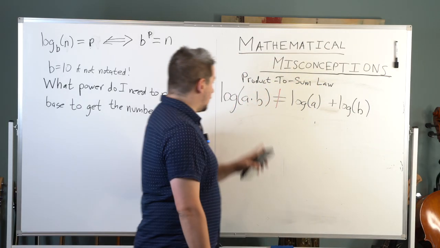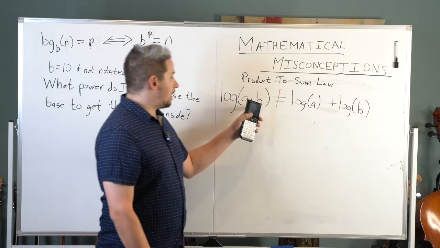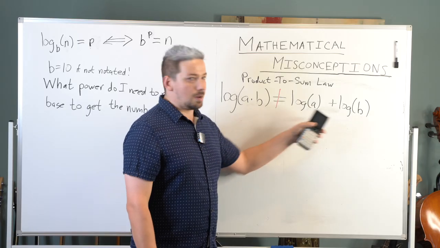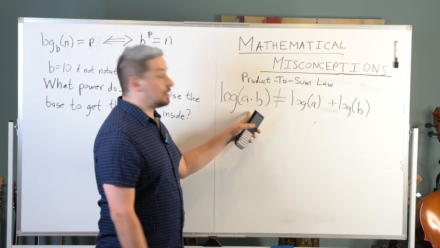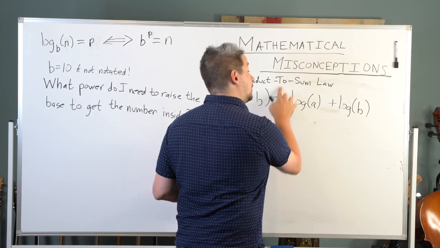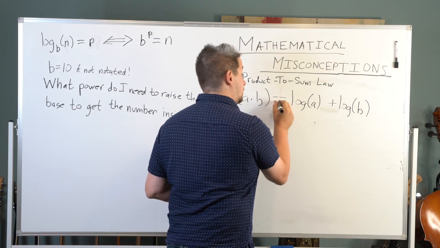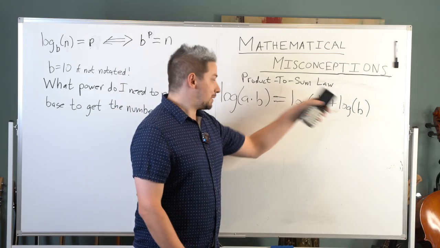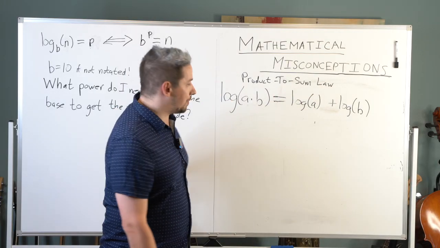And the product to sum law basically states that if you have the product of two numbers inside a logarithm, you can write them as the sum of the individuals. So log of a times b is equal to, and now we can lift this, or maybe we can't. Maybe this is wrong too. Let's assume we can. Log of a plus log of b.